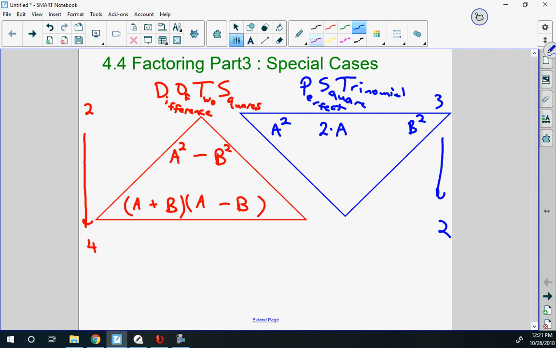A. And what's the square root of b? B. So the middle term has to be 2 times a times b. If it's not, then you don't have one of these and you can't follow this pattern. And that's going to come up in chapter 5 again.